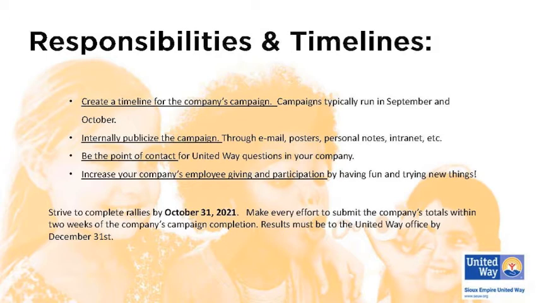Internally publicize the campaign through email, posters, personal notes, intranet, whatever you use to communicate with your employees. Be the point of contact for United Way questions within your company. Another great way that I've seen this done for companies that have internal committees is to have a United Way email, actually, unitedway@company.com. That way, all of the internal committee members have access to that email and can divide answering those questions. When a question comes through in the inbox, anybody who's able to see that can answer it. So that's a great way to have a centralized area for questions to go, if you have a campaign committee.